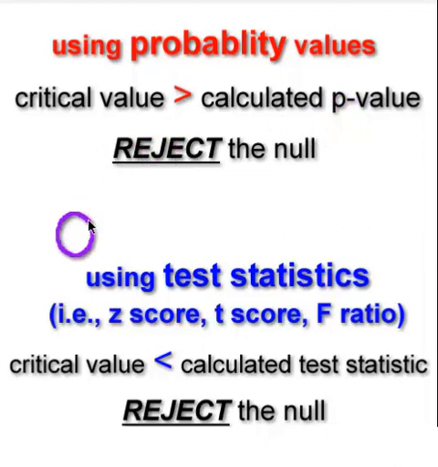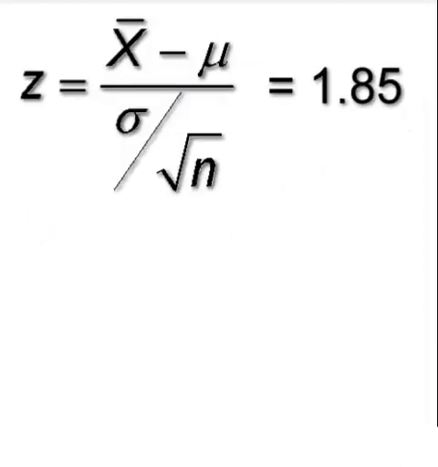But if you're just using specific test statistics, like a z-score or a t-score or an f-ratio, it's just the opposite. If the critical value is less than the calculated test statistic, you're going to reject the null. Let me show you a quick example here. Let's say you did your standardized test score and you come up with a z-score of 1.85. Let's look up what that probability is.